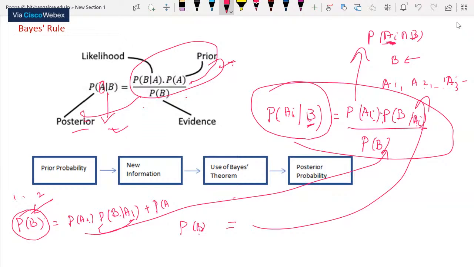A_i/B is nothing but B/A_i. This example is not given in any textbook. I narrated it in my own way. Then it is easy to overcome the ambiguity in the Bayes rule statement or theorem.